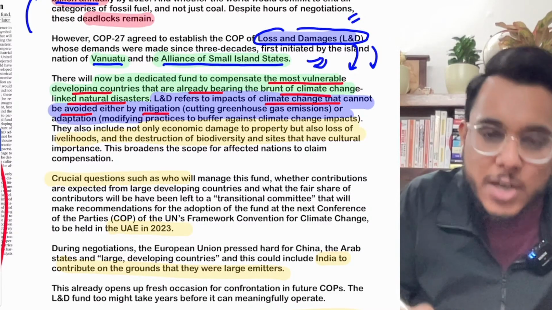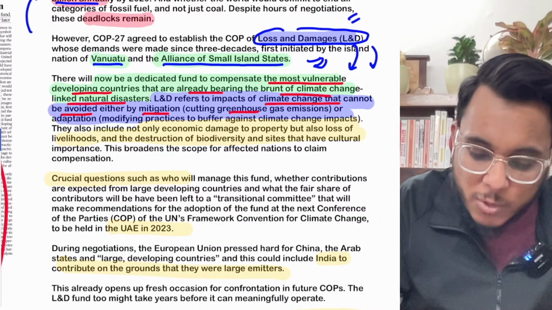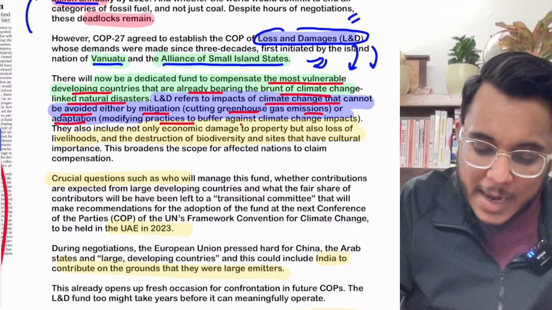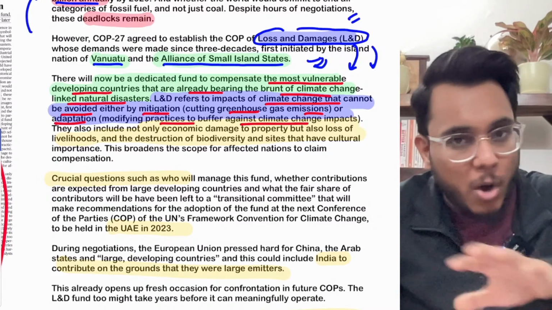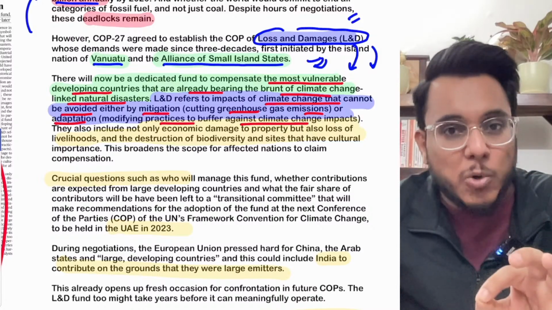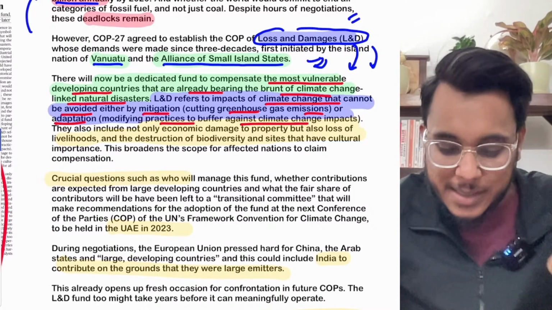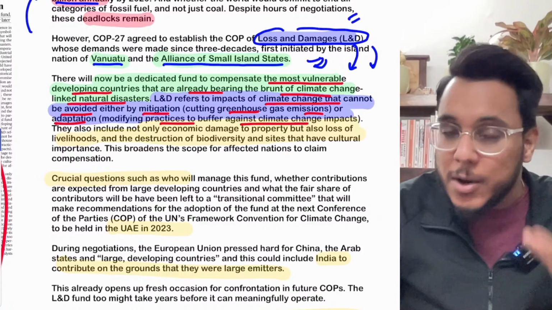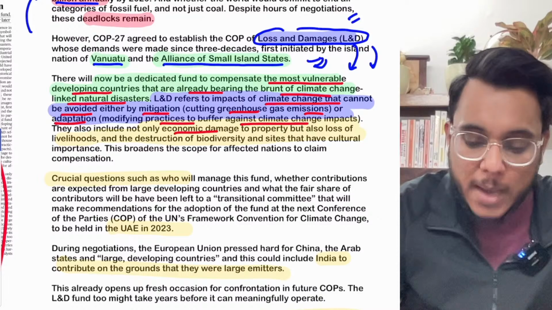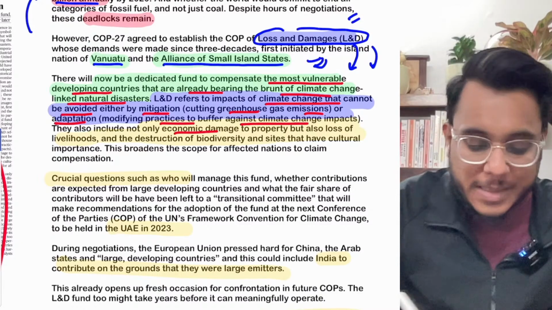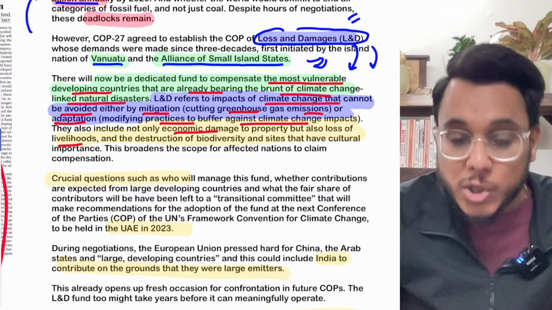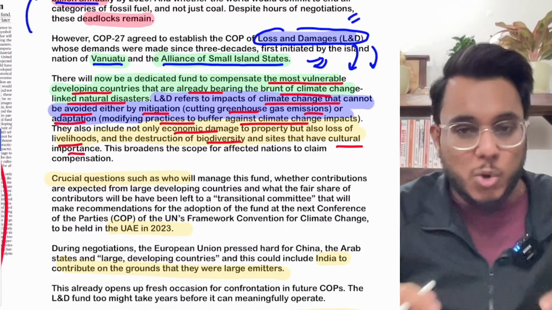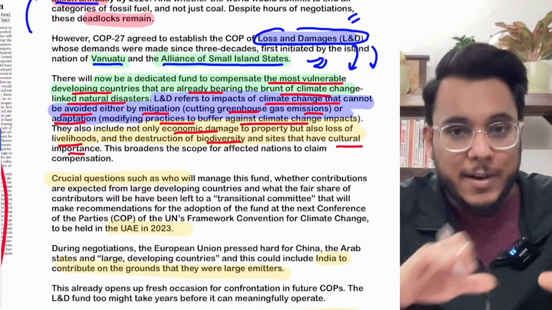There cannot be mitigation. What is mitigation? Cutting greenhouse gas emissions. There cannot be any adaptation, modifying practices against the climate change. Neither you can adapt nor you can mitigate. There are some losses that are bound to come, and to make up for those losses, this L&D, loss and damage fund has been created. It will not be compensating only for the economic damage to property, but also will be compensating for the loss of livelihood, loss of biodiversity, loss of the sites that have cultural importance. So once the damage has been done, the funding will be given.